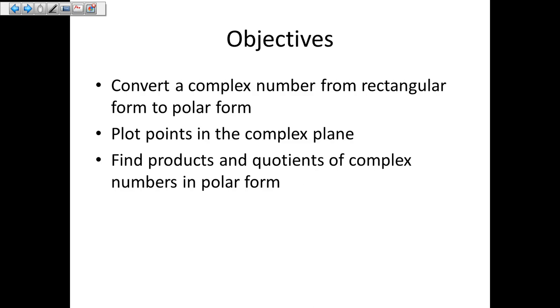In this video we're going to talk about the complex plane. Our objectives for this lesson are to convert a complex number from rectangular form to polar form, to plot points in the complex plane, and to find products and quotients of complex numbers in polar form.